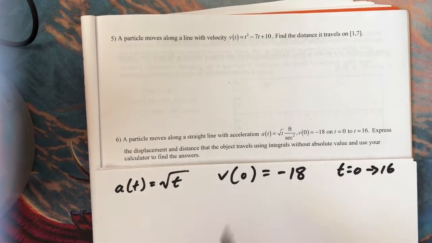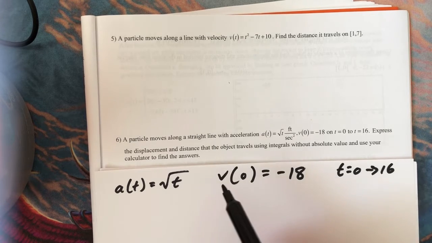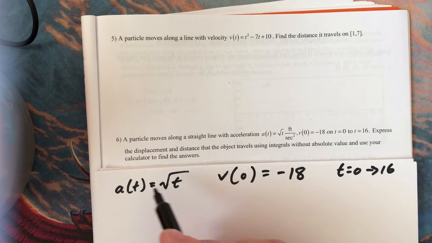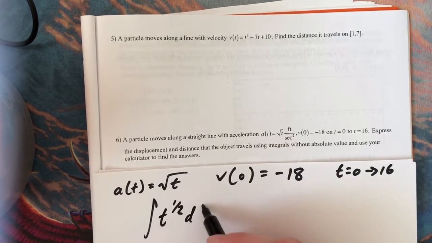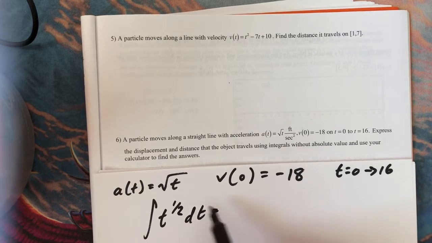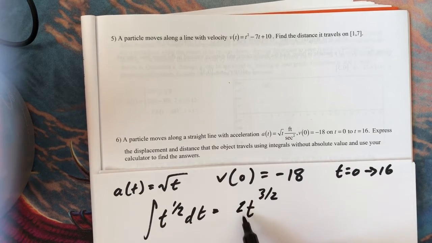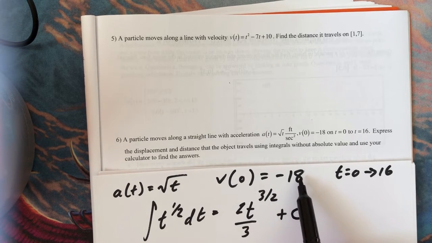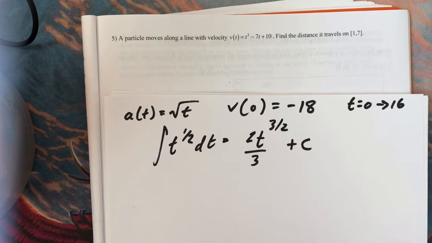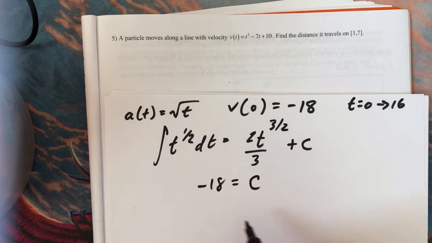So the thing is, we need to find not v, but we need to find s, or position. So our first thing that we need to do is take the integral of acceleration to find velocity. So if I take the integral of, remember, this is t to the 1/2, right? So we add 1 to the exponent. Then we divide by our new exponent. And we know that v of 0 is negative 18. So if I plug in 0 here, I get negative 18. And that's going to be 0. And so c is going to be negative 18.